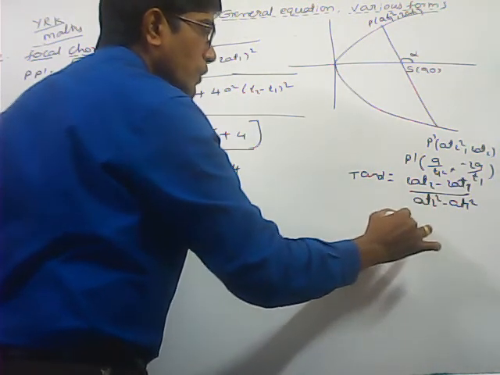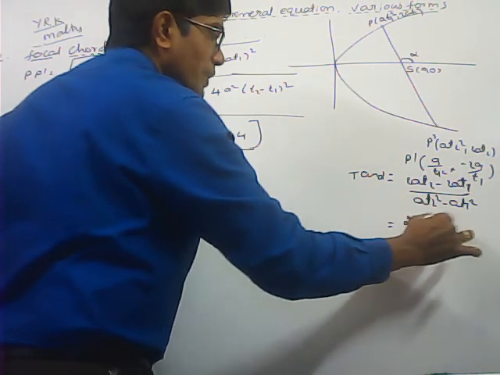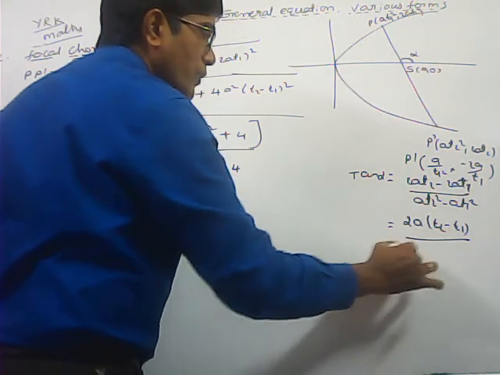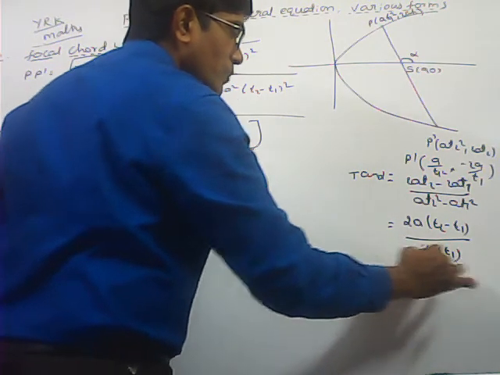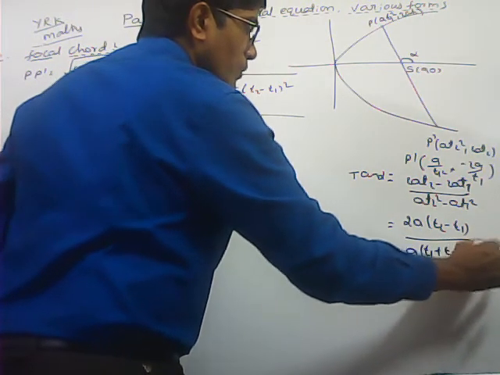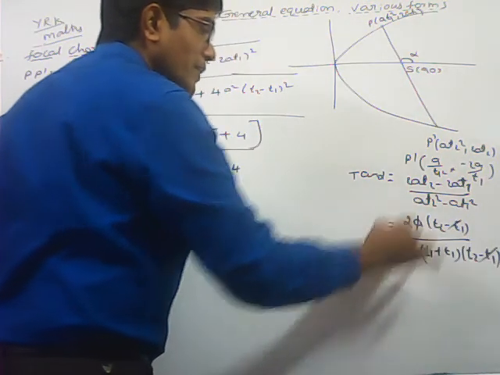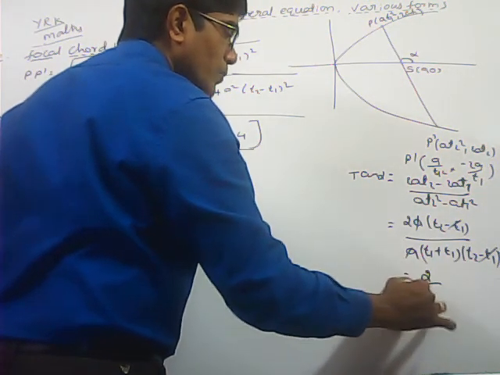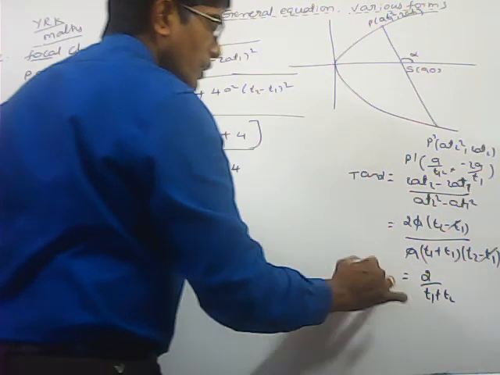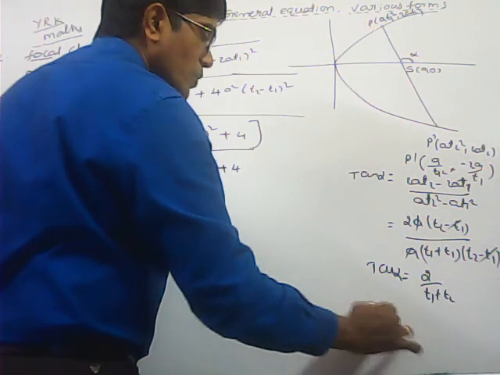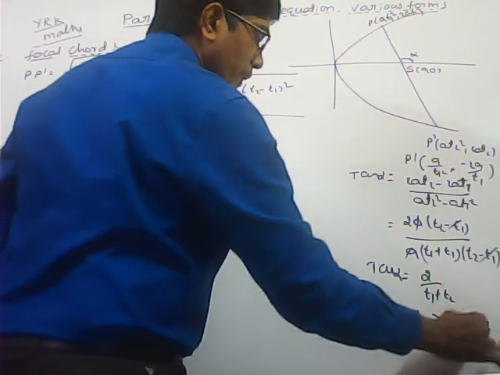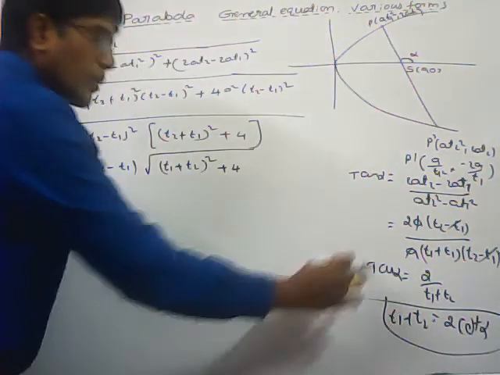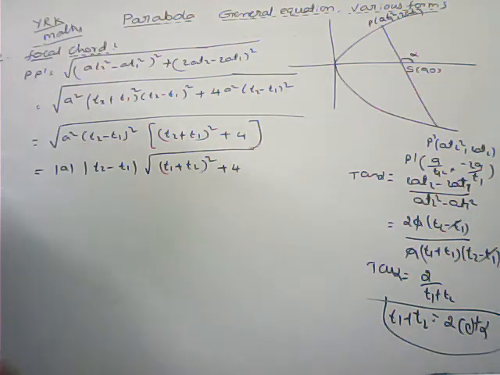So here 2a if I take common, t2 minus t1, by a if I take common, t2 square minus t1 square, t2 plus t1 into t2 minus t1. Here these two get cancelled, a gets cancelled. 2 by t1 plus t2. Tan alpha is equal to that, so t1 plus t2 is equal to 2 cot alpha we can write. 2 by tan alpha, that is 2 cot alpha only.